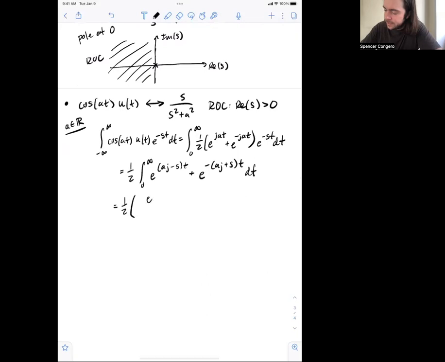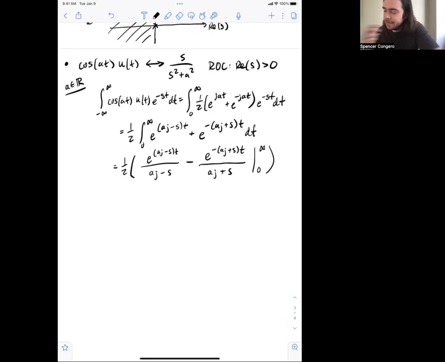So it's going to be e to the (aj minus s)t all over aj minus s, plus e to the (negative aj plus s)t all over negative, so I'll just put a negative sign there, negative aj plus s. And this is evaluated from 0 to infinity. All right, so let's plug in. So we're going to get e to the (aj minus s) times infinity minus what I get when I plug in 0, which is just 1.